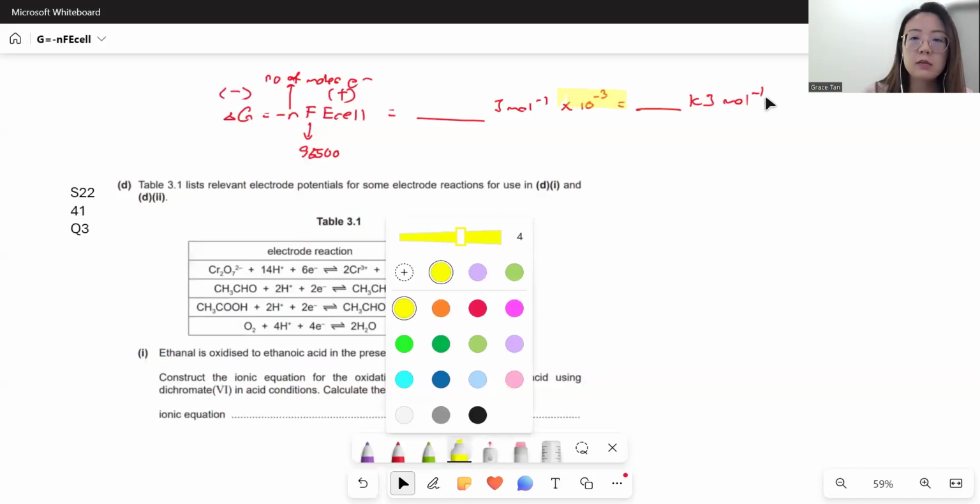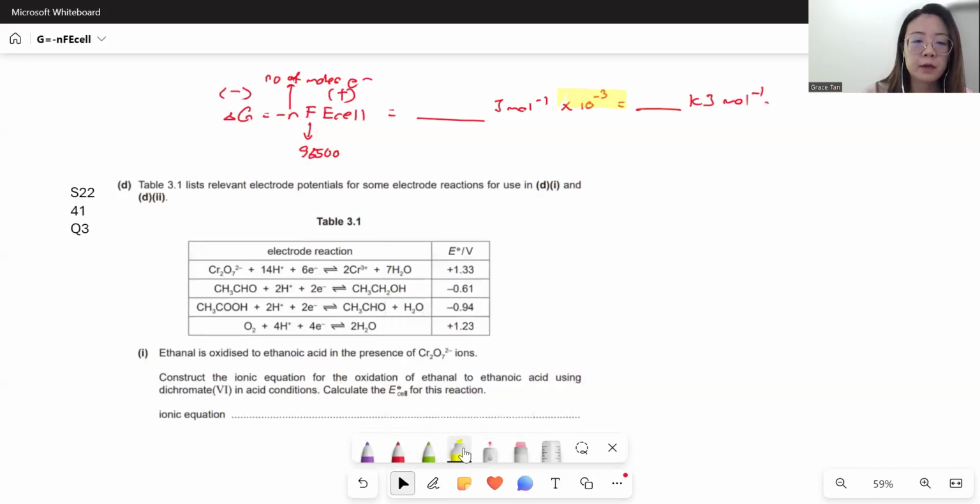Now, if the question gives you the other way around, which means they give you delta G and want you to work backwards to your nFEcell value, take your delta G kilojoule number, make sure you multiply by 1000 first, then only you can work back to your nFEcell value. Okay, so that is the starting.